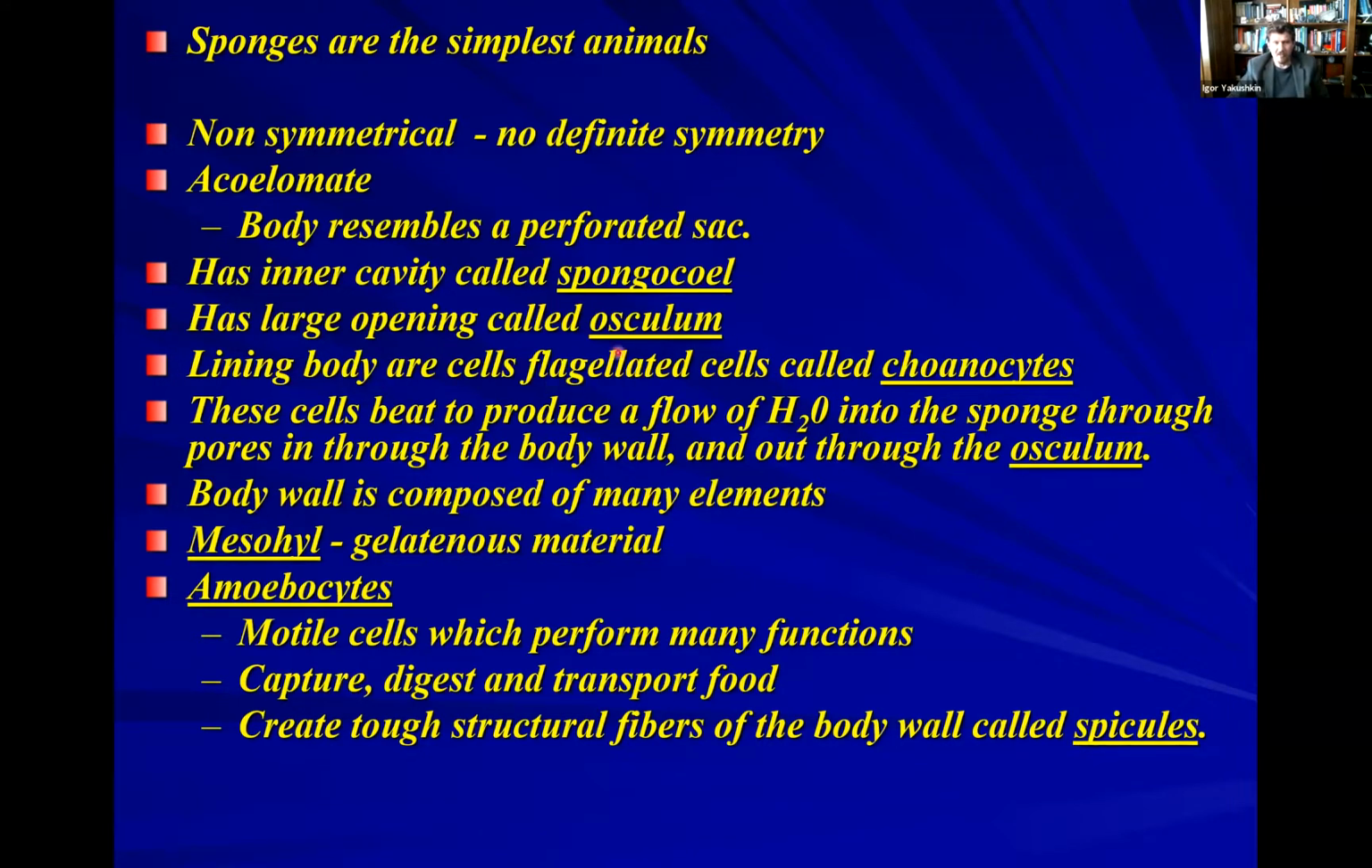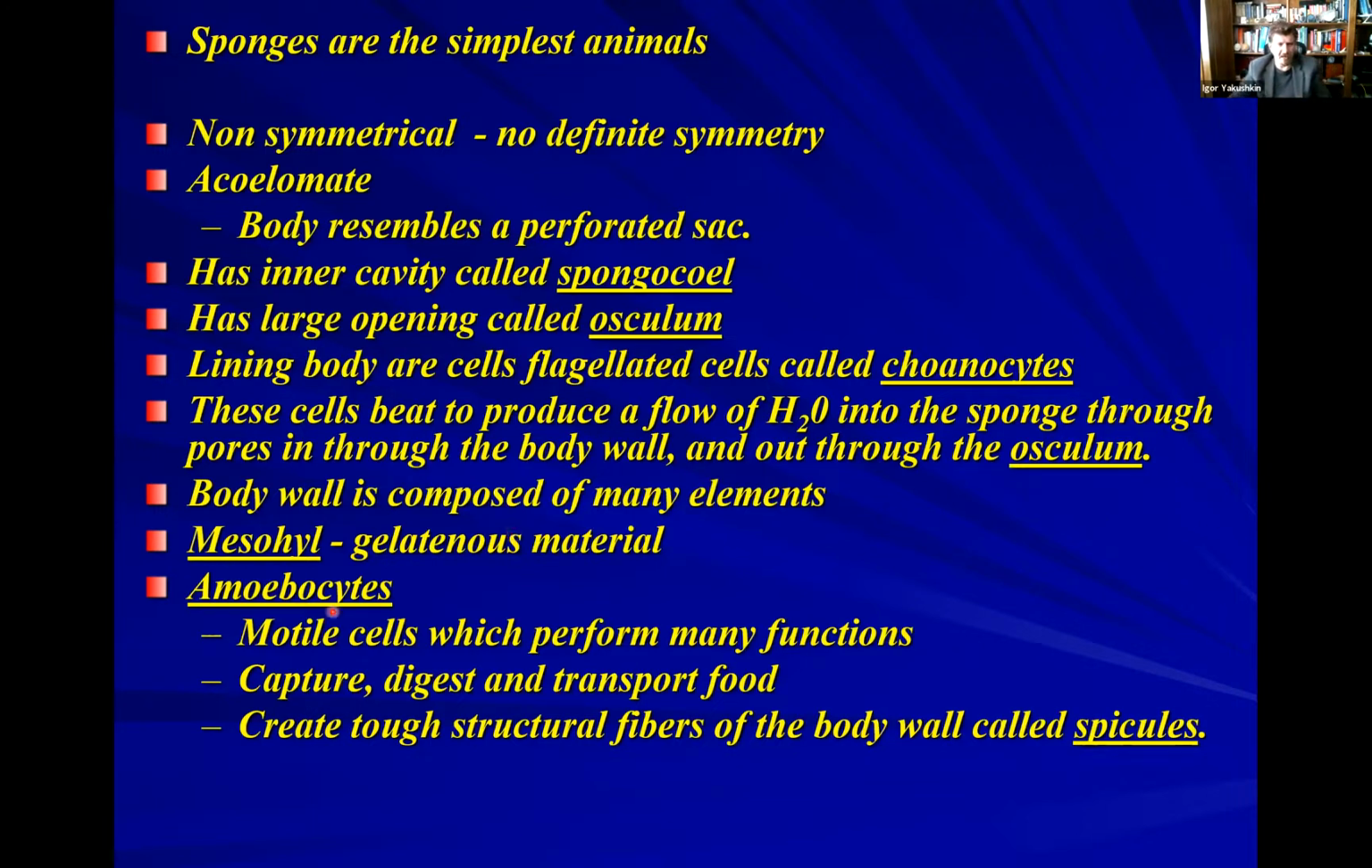Lining the body cells, there are flagellated cells known as the choanocytes. Inside of that particular layer, the choanocytes beat the flagellum, creating the flow of water. So again, the flow of water goes through the pores, through the body wall, through the spongocoel, and out the osculum. Composed of many elements, there is a mesohyl, which creates the gelatinous material where the cells and the skeleton, kind of, internal skeleton parts of the sponge are embedded.